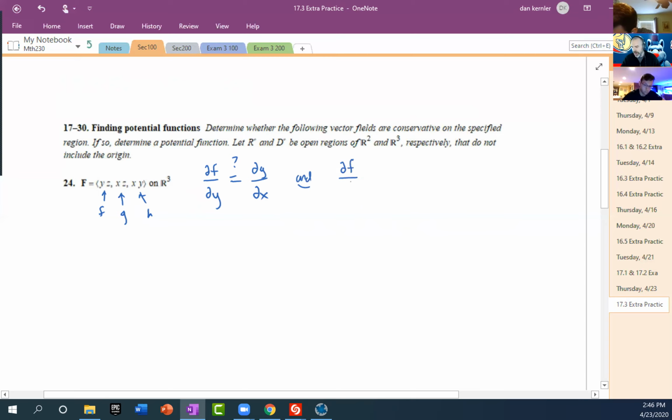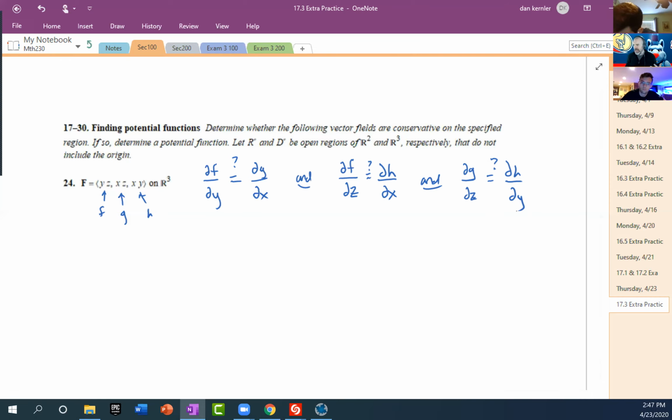The partial derivative of f with respect to z is equal to the partial derivative of h with respect to x. You see how we're cross-matching? f is the x component, h is the z component, and so we're doing the cross partials. And we also need to see, is the partial derivative of g with respect to z equal to the partial derivative of h with respect to y? Again, you're cross-matching those. g is the y component, h is the z component, so you're doing the cross partial there.